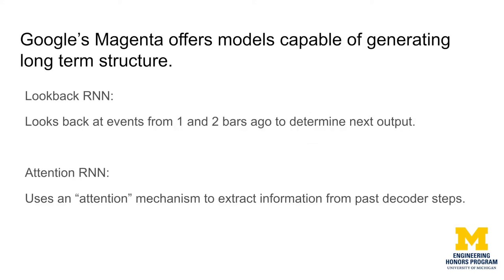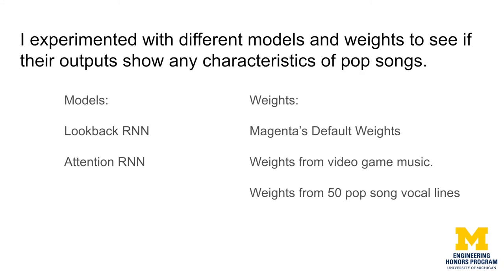I found a library called Google Magenta. Within that library, I found two models, Lookback and Attention RNN. According to Magenta, they are capable of generating long-term structures. Hence, I decided to train these models using my own MIDI files. The MIDI files I used for training included an entire video game music dataset, as well as 50 pop song vocal lines that I manually extracted. So in the end, I experimented with two models and three sets of weights.